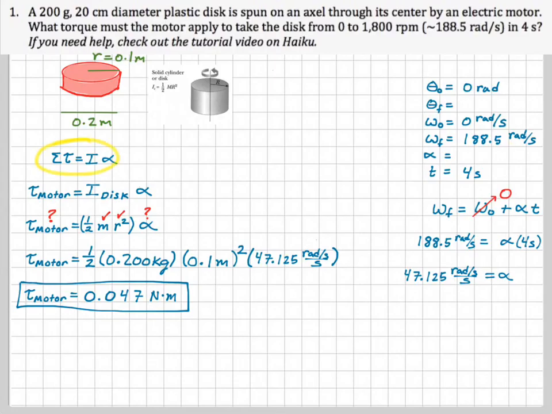I think one of the most important things that we saw in this problem is that when applying our net torque equals I alpha equation, sometimes the variables we're given will require us to solve for alpha using rotational kinematics and then substitute that into our net torque equation so that we can solve for something else in our net torque equation.